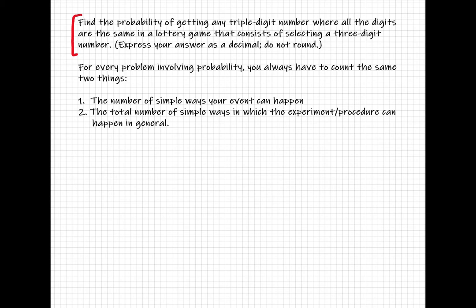So in this case, our event, we'll call it event A, a triple digit number. All right, so how many ways could that happen? Well, there's not that many. It's a 3-digit number where all 3 digits are the same. So I could list them all out in just a couple of moments. 0, 0, 0, 1, 1, 1, 2, 2, 2. There's going to be 10 of these.